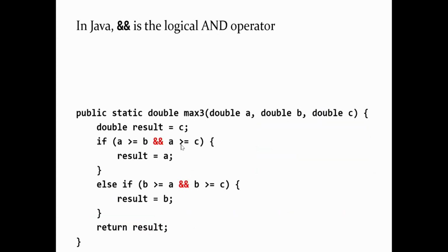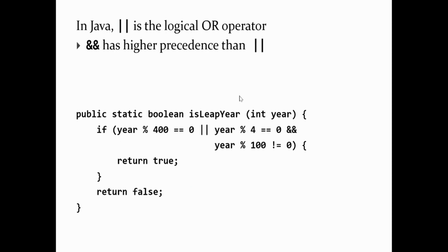All right, double ampersand is logical and. You can't write little a and d in Java and have it work. Double vertical bar is logical or. And has higher precedence than or in Java, just like it does in Python. So if you want to compute whether a year is a leap year, you can string together a logical condition to do so.